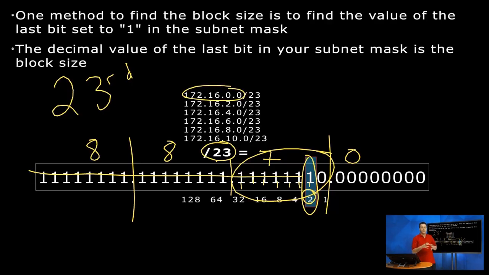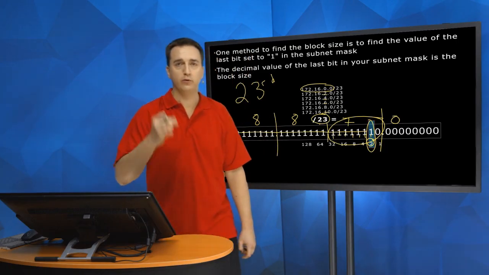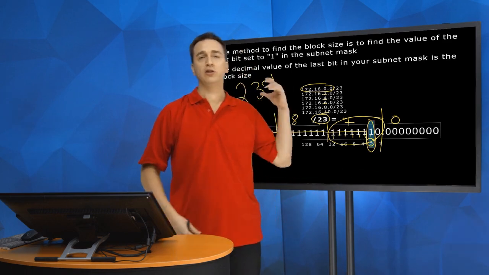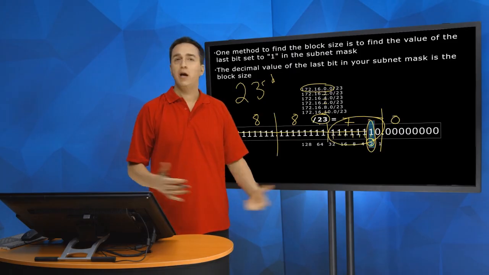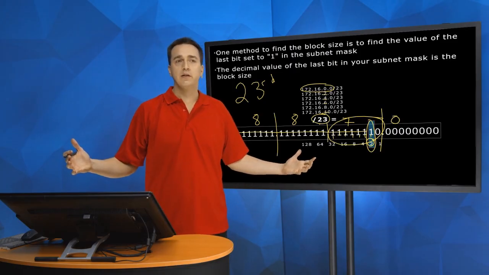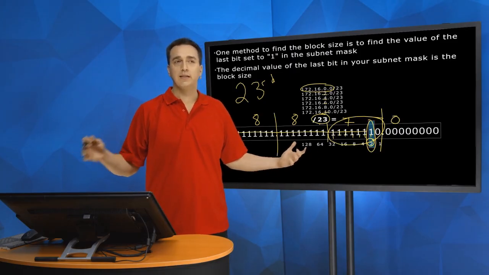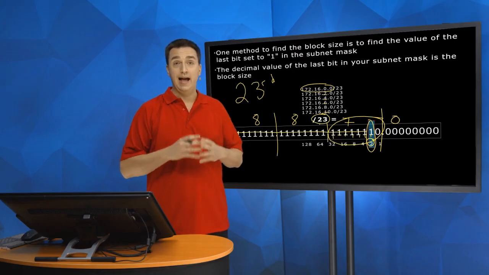So we had 172.16.0.0/16. Now we're 172.16.0.0/23. That's the first subnet. And then what do we have? Count by 2. 2, 4, 6, 8, 10, 12, 14, 16, 18, 20, 22, 24, 26, 28. And put a whole bunch of /23s at the end of them. And you have all your subnet IDs. It's as easy as that.